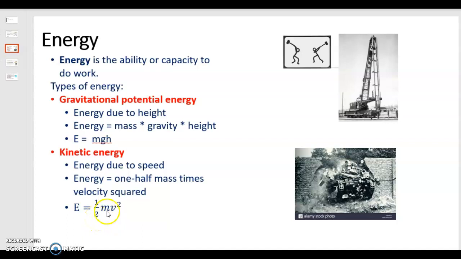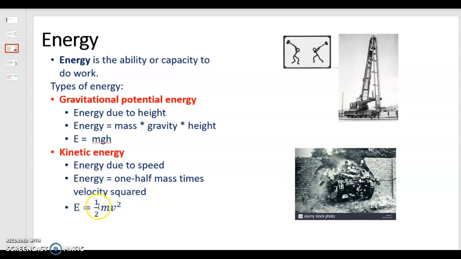1/2, that's just a number. Mass, well, the mass of the tank is going to be very large. There's lots of metal here. And velocity to the second power, so velocity times itself. So the tank might have a lot of velocity. It might be moving at 20 meters per second, and that number would be squared.